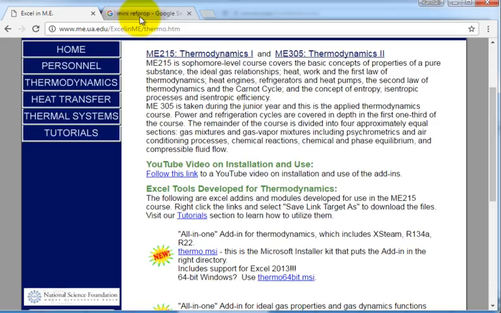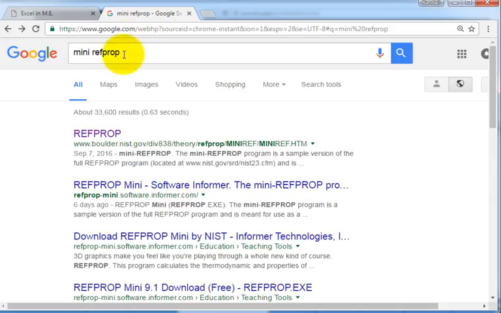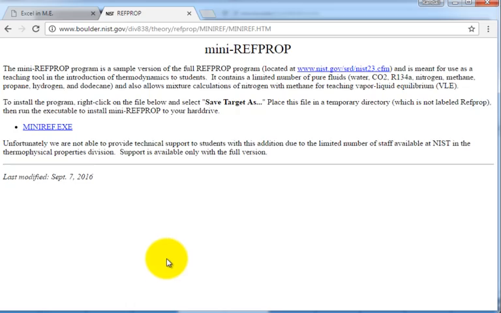The other one is you would just type in mini REFPROP. REFPROP, but if you put mini in front of it, it's smaller, it's the student version. And so you'll get to boulder.nist.gov. You can click on that and basically read that it's a sample version of the full REFPROP program. You can buy the full REFPROP if you want to spend a couple hundred dollars. It's cheap, actually.